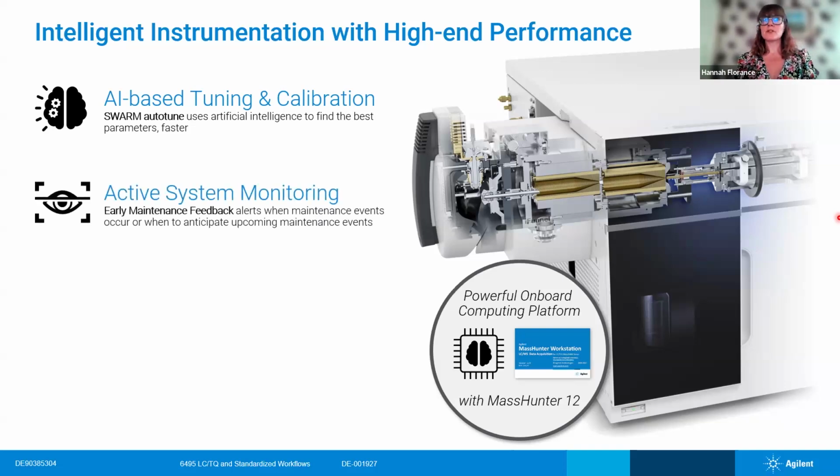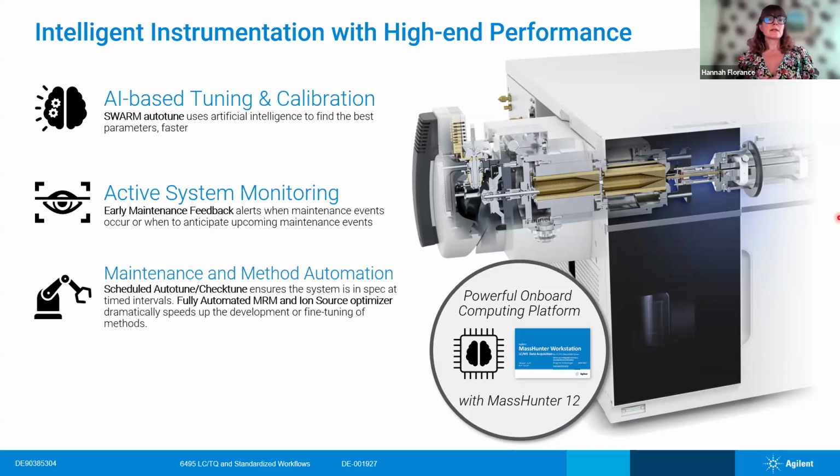We have active system monitoring, so there's early maintenance feedback. This alerts us to when we need to perform maintenance events, and it means that we can anticipate these coming up rather than wait for something to either run out of its time period and need changing, or for you to have a problem with your sample. So we can automate that maintenance as well. One of the nice things now is that you can schedule your auto-tune or your check tune. You can set it to come on in the morning so that by the time you come into the lab, it's all done, set up and ready to go.